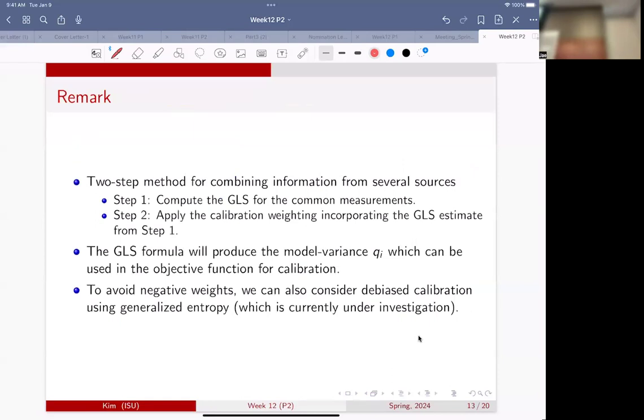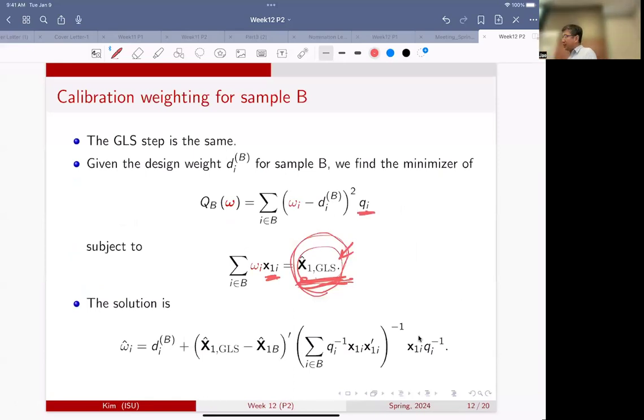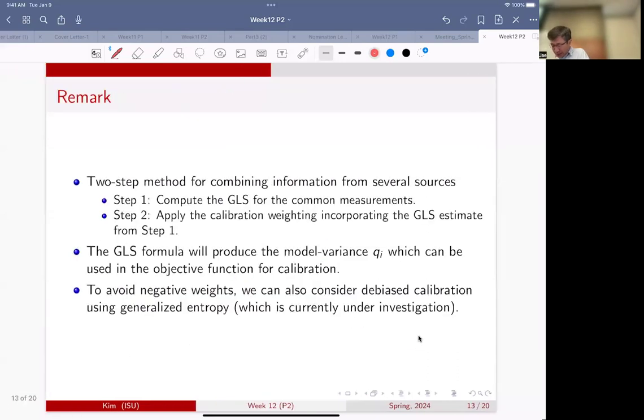So, a two-step method for combining information from several sources can be developed in a unified way. In step one, you compute the GLS for the common measurement. In step two, apply calibration weighting, incorporating the GLS estimator as a benchmarking constraint. And then the one tricky part is QI, the determination of QI. If you have Poisson sampling, we know how to do QI. But for other designs, maybe you need some approximation.